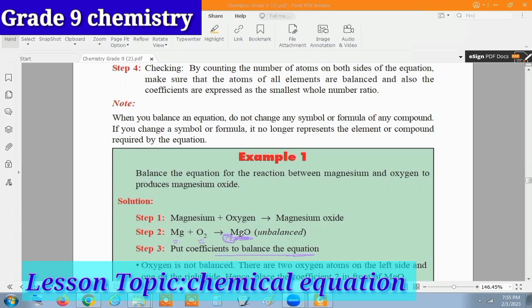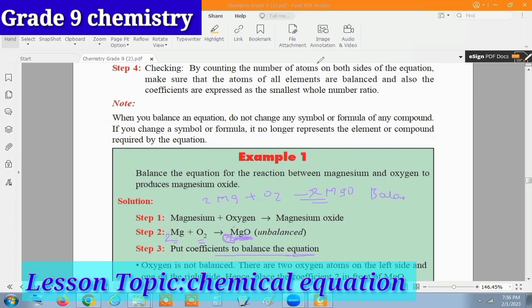The 2 indicates there are 2 magnesium atoms and 2 oxygen atoms. Now the amounts of magnesium are not equal, so we have to make the number of magnesium equal by giving coefficient 2 here. If you write it in such a way, 2 Mg plus O2 gives us 2 MgO. Now this equation becomes balanced.